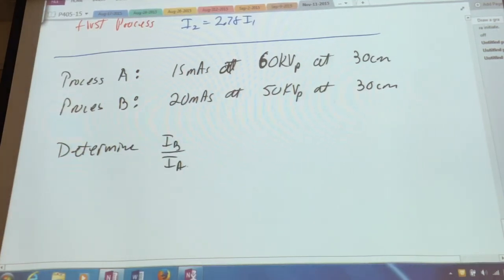Get a little more specific here. So I got two processes. A is 15 mAs at 60 kVp at 30 centimeters. B is 20 mAs at 50 kVp at 30 centimeters. Step 0, identify what changed. mAs and kVp both changed.